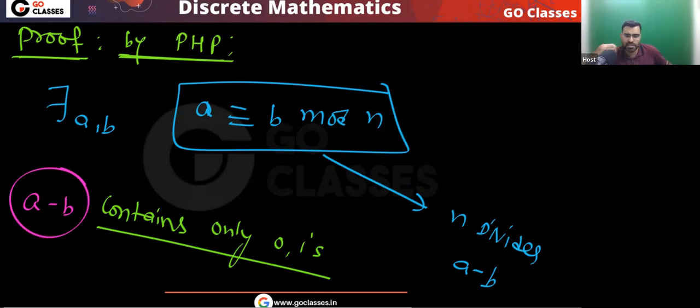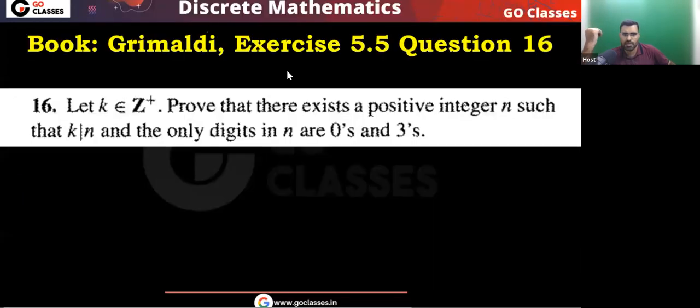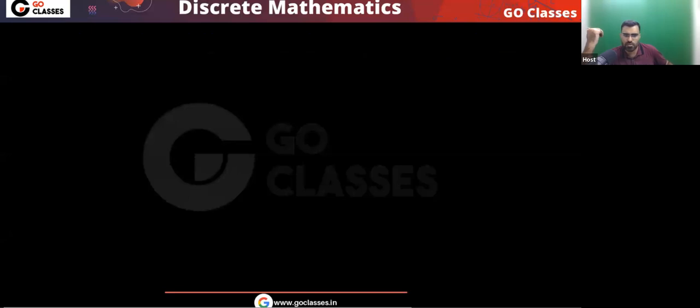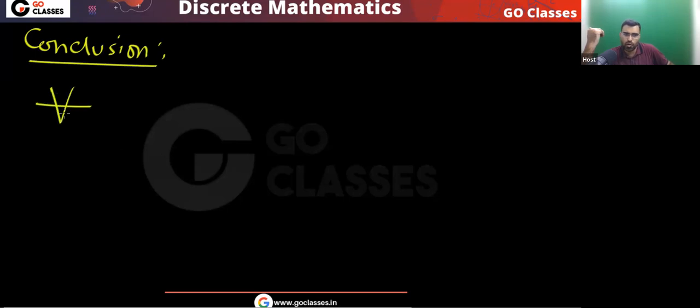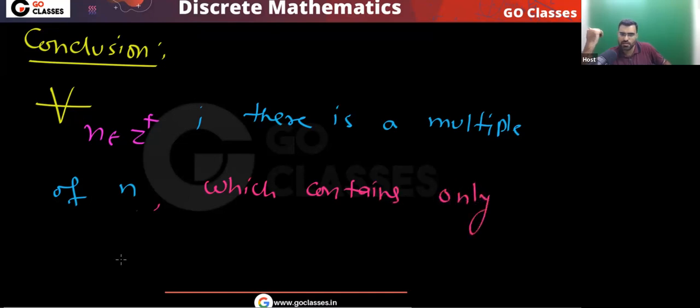I hope all these points are clear. So this proof is clear. Finally, is this proof clear? Did you understand? So this is the conclusion: for all positive integers n, there is a multiple of n which contains only 1s and 0s.